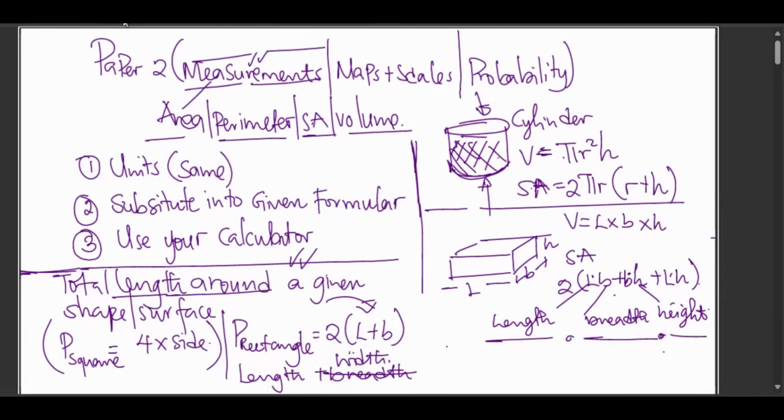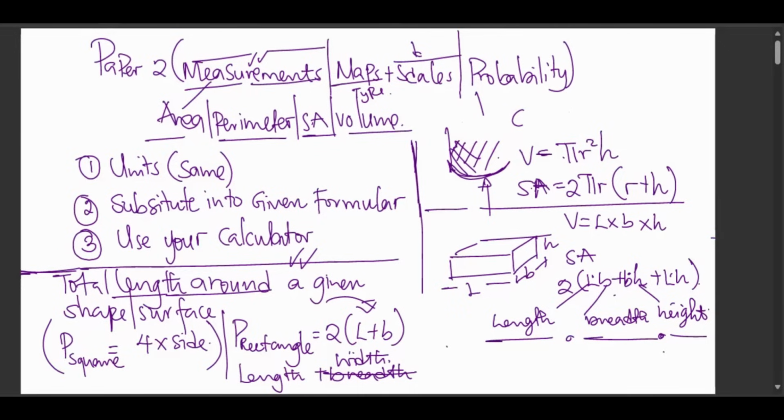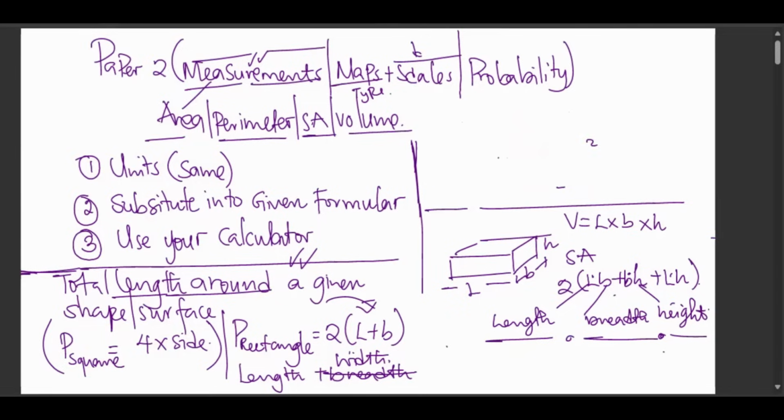We look at area, perimeter, volume. What about maps and scales? One, know the type of map that you're dealing with. Then look at what type of scale it is. Can you use it or can you tell? Because when you look at maps, we shall look at maps.